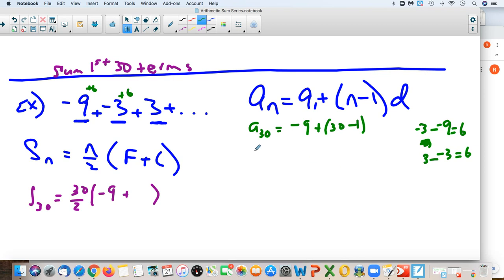Okay, so now I want to figure this out over here mathematically. So our common difference is 6. So a sub 30, I am going to get my 30 terms. I'll use the calculator to get the exact answer. I think if I do it in my head, it's like 160 or 165. Let's see. 29 times 6.